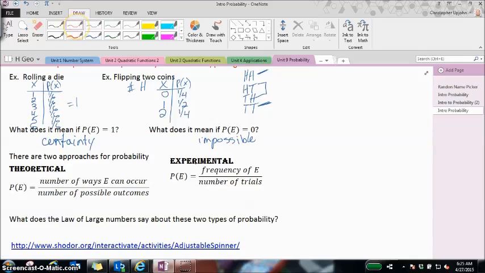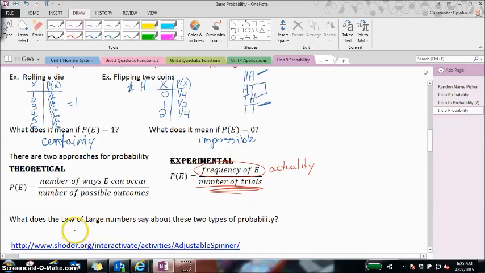There are two approaches for probability. Theoretical: what should happen, which is what we usually know, the number of ways E can occur over the total number of possible outcomes. Experimental is the frequency of E, or how many times it actually happens. This is reality over the number of times that you do something. And what does a large number say about these two types of probability? It is closer to being the same as the experiment.